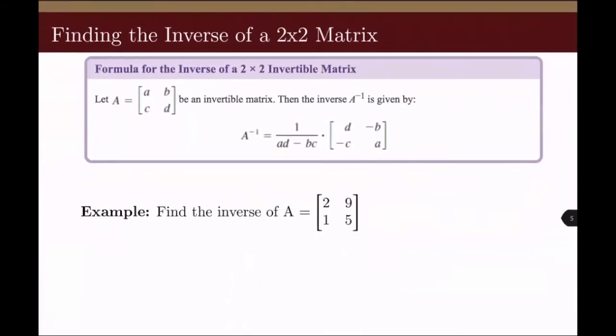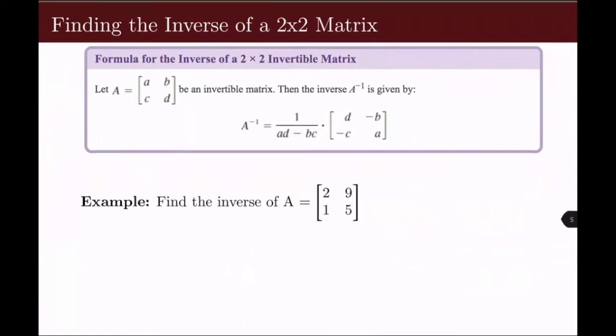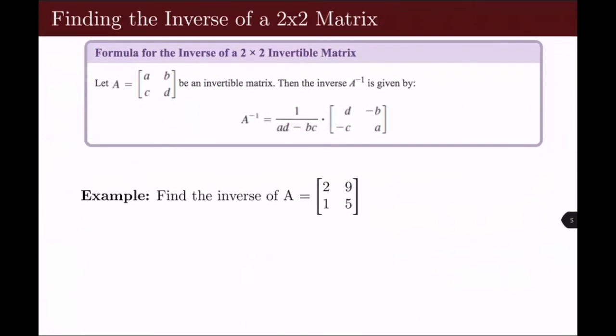So finding the inverse of a 2 by 2 matrix is actually rather nice. We have a formula for it. We label each element A, B, C, and D, and then A inverse is going to equal 1 over AD minus BC times, and then you kind of rearrange the letters. So you get D, negative B, negative C, A. So what I'm going to do first is just label all of the elements. So this is A, B, C, D. So we'll have A equals 2, B equals 9, C equals 1, and D equals 5.